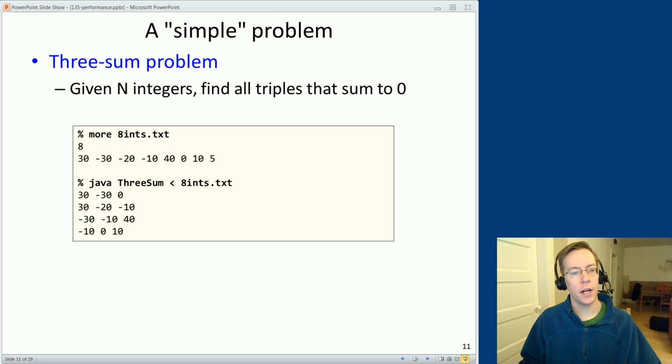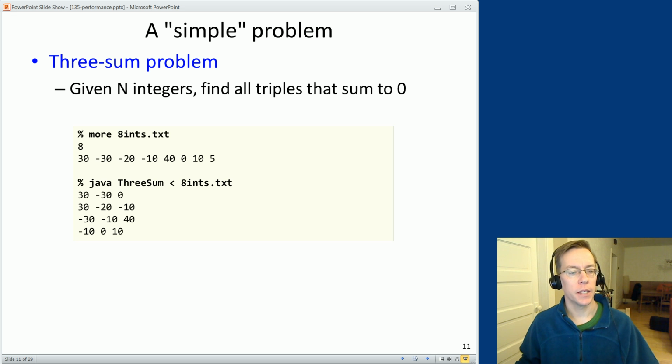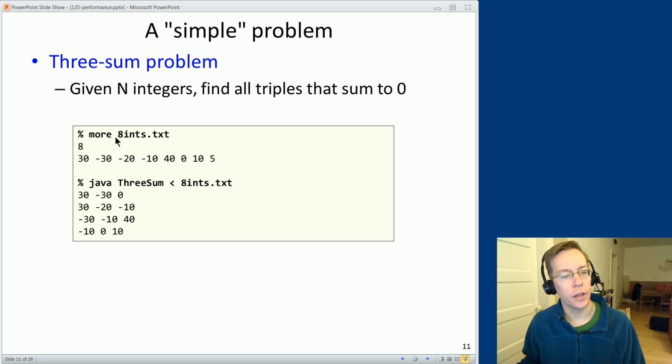Let's do some performance analysis on a simple problem. It's the 3-sum problem, and you might think it's simple, and there is a very simple way to do this. The game is we're going to have so many integers, in this case 8, and we're going to find all combinations, all ways we can create triples that sum to 0. We can try all combinations, like 30 and negative 30 and negative 20, and that doesn't sum to 0. Or we could try 30 and negative 30 and 0. Well, that does sum to 0. This will print out the various possibilities. Seems like a simple problem.